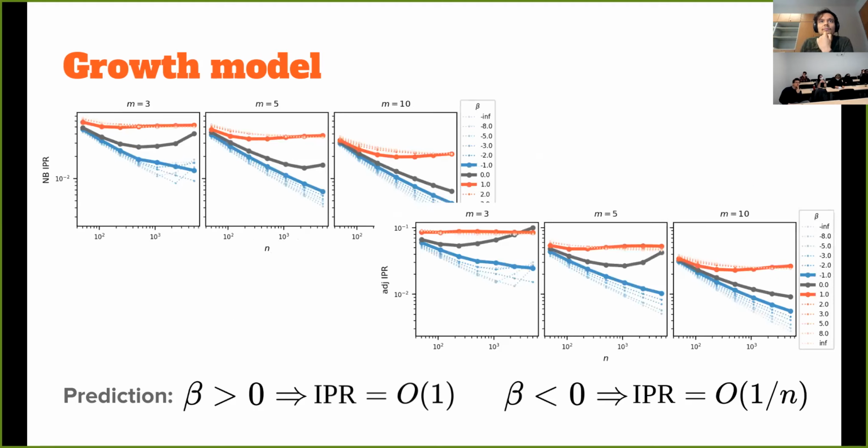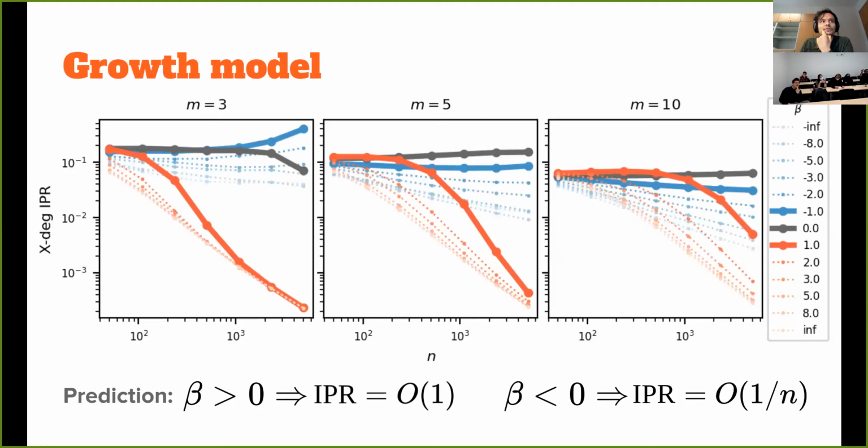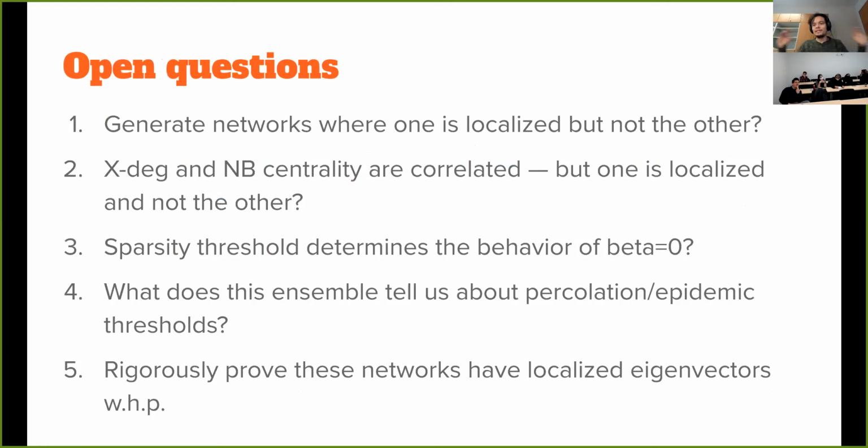So I'm going to skip a couple of slides because I'm running out of time. I just wanted to say there are many open questions for this second part. For example, like I said, what happens with the epidemic and percolation thresholds? I am very much a mathematician at heart, so I would very much like to rigorously prove that these networks, with high probability, generate a localized eigenvector. Though, like I said, this is a non-symmetric matrix, so trying to do that sounds hard, perhaps even impossible.